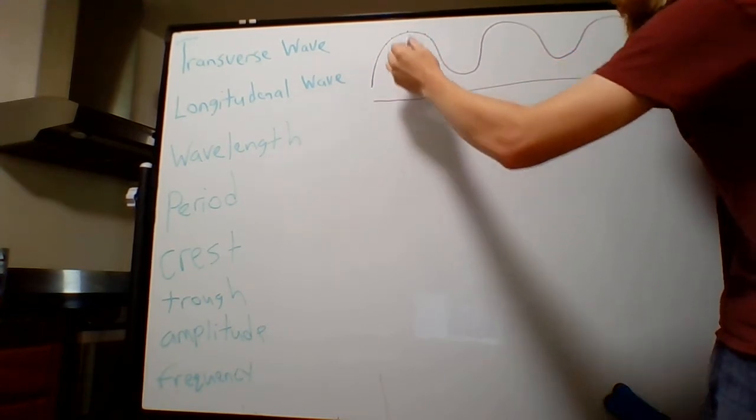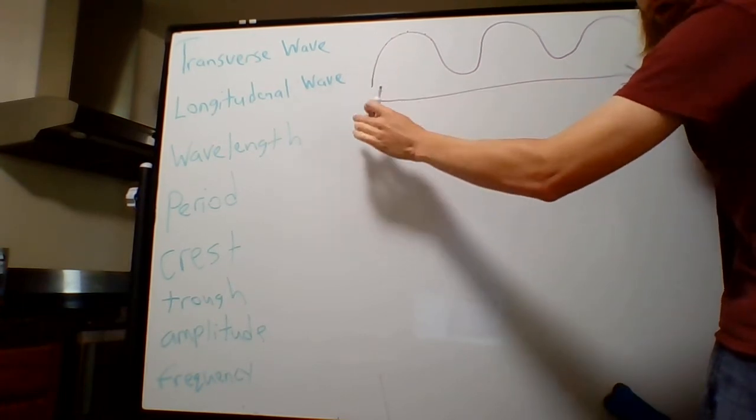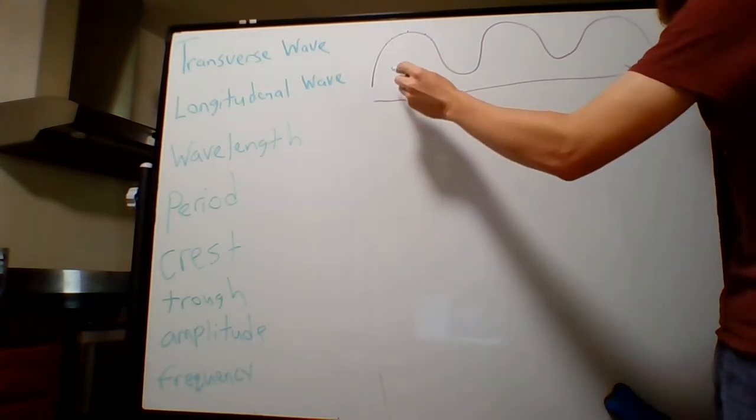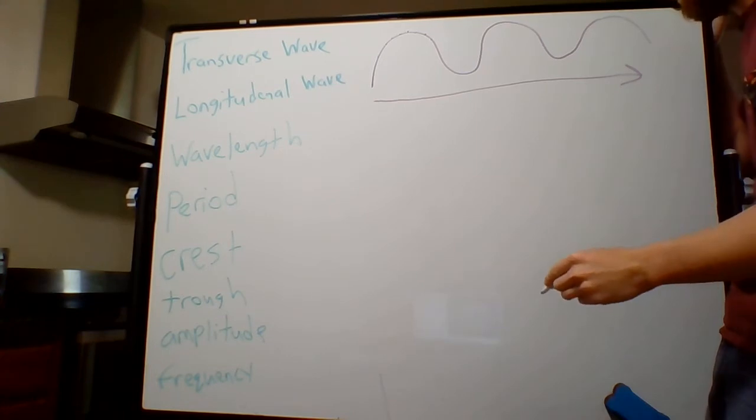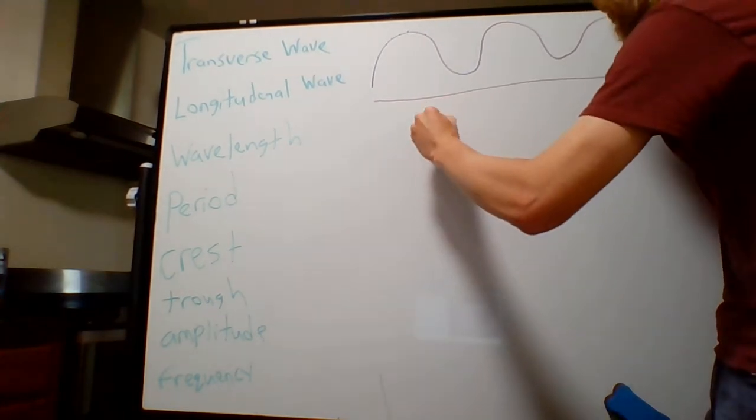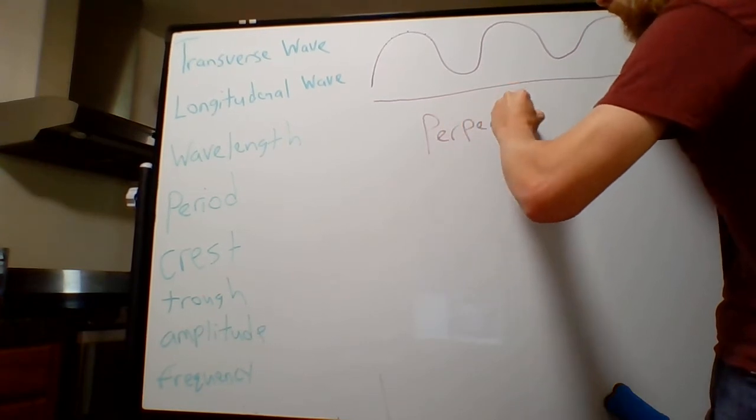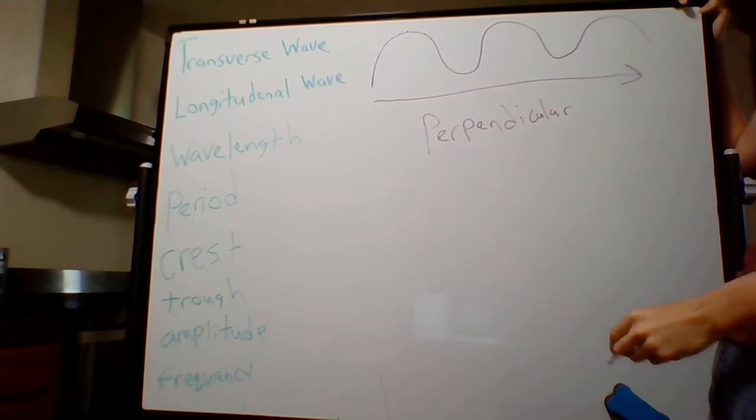Now these particles just move up and down. They move up and down with the wave, but they don't travel with the wave, okay? And this is an example of a transverse wave. With transverse waves, the particles move perpendicular to the motion of the wave, all right?